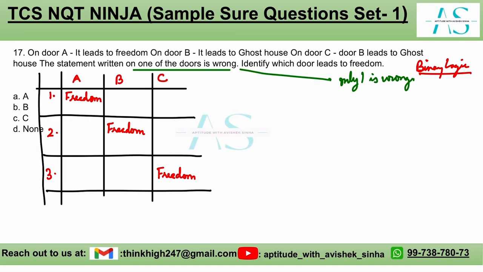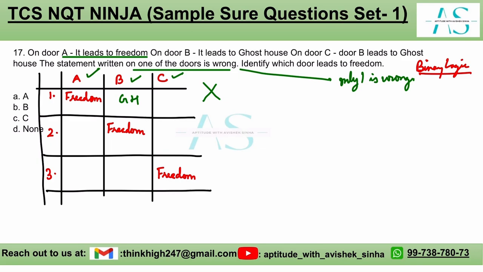A leads to freedom. And it also says A leads to freedom. So this is correct. B says B leads to ghost house. And C says B leads to ghost house. So this is also correct. This is also correct. All 3 cannot be correct at the same time. Therefore, our assumption that A would be leading to freedom is totally wrong.